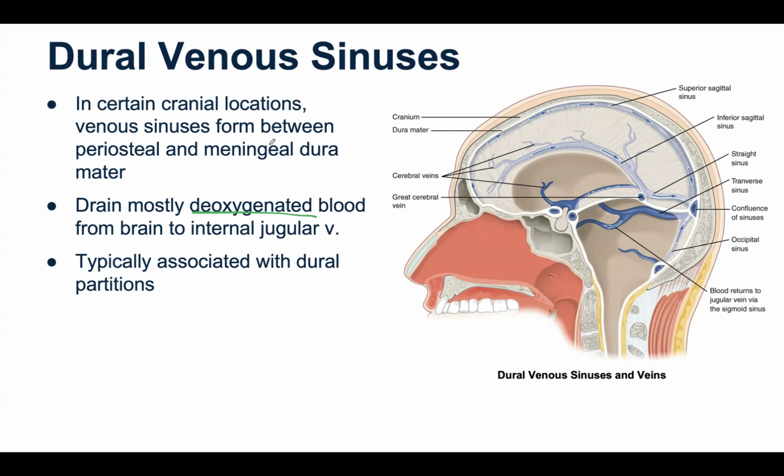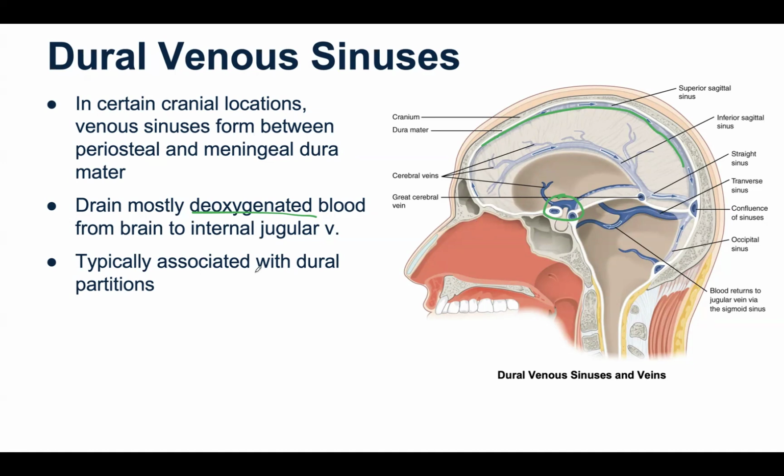Most of these venous sinuses are going to be associated with dural partitions, and there will be 13 named dural venous sinuses. We'll talk about a few of these in the lab, such as the superior sagittal sinus, which is around here on the top of the brain. We'll talk a little bit about the cavernous sinus. There'll be certain ones that are going to be more clinically relevant, and they'll come up.